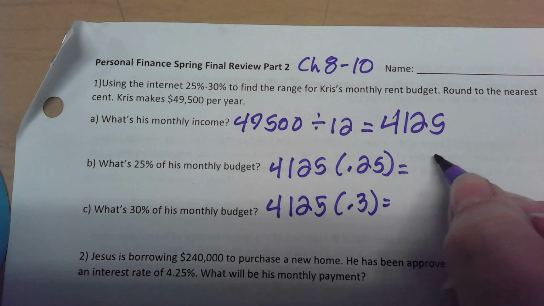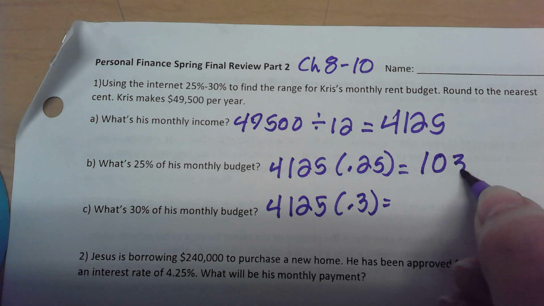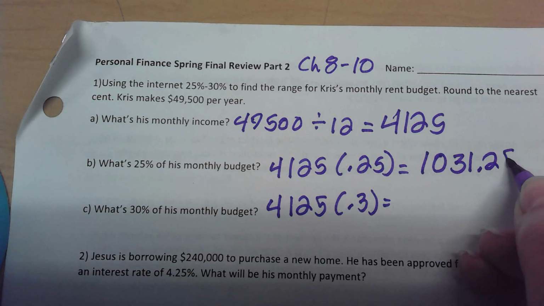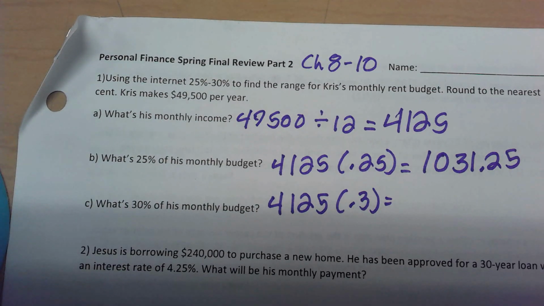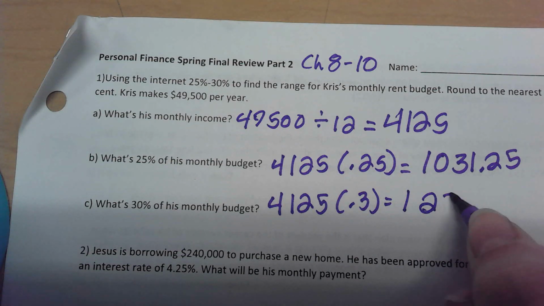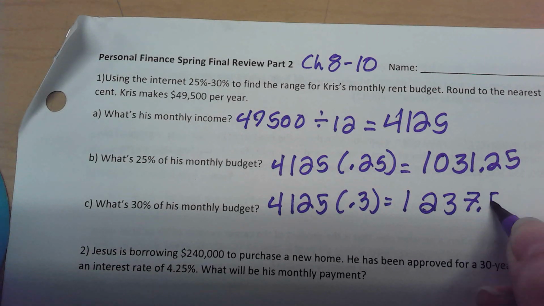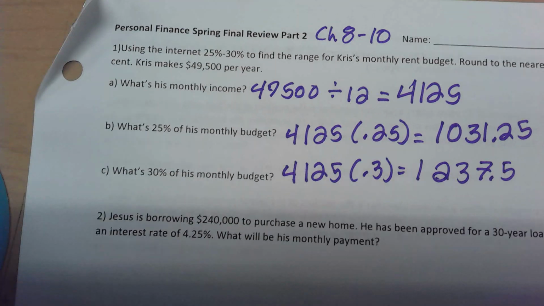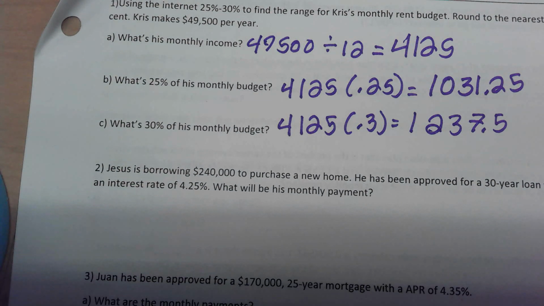So I got $1,031.25. So that's 25%. And then for 30%, it's $1,237.50. Okay. So this one, we're going to figure out the monthly payment.